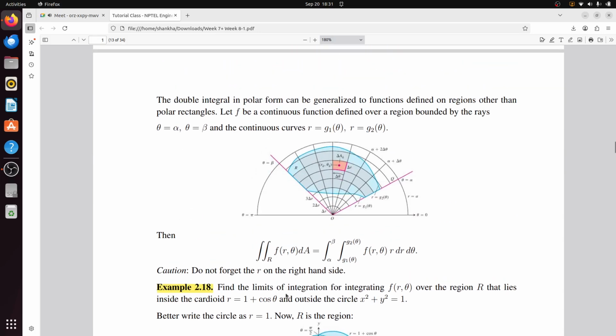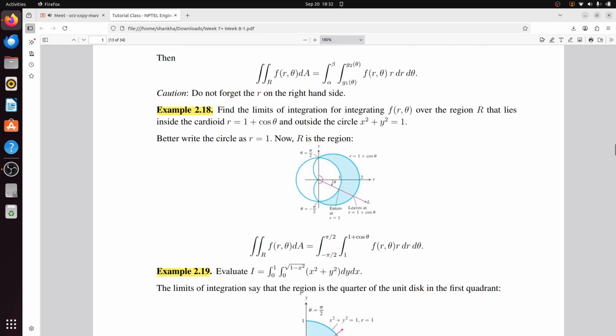Okay, find the limits of integration for integrating over the region R that lies inside the cardioid but outside the circle x square plus y square equal to 1. So in the polar coordinate system, r equal to 1 is the circle. Now r equal to 1 plus cos theta. Better to write the circle as r equal to 1. So you will need to vary r from 1 to 1 plus cos theta, and theta from minus pi by 2 to pi by 2, because how you are rotating is also an important thing, that you need to rotate it like here to here.